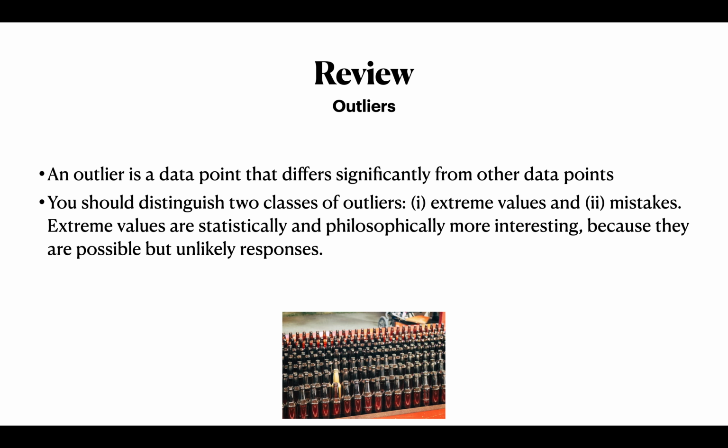There are two classes of outliers. One is called the extreme values, which are the interesting ones, and two, mistakes. Sometimes there's an outlier there because somebody's input the data incorrectly. But even identifying that is good, because you can then make sure that the same or similar mistakes aren't made again. The first case, the extreme values, are more interesting because they're possible but unlikely, and they are worth investigating in and of themselves.